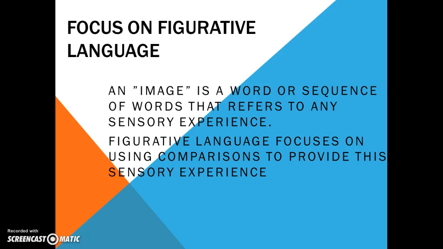as you're doing that. So I want to do a little bit more of a focus on figurative language too. Something you hopefully have heard before, but definitely something that can add a lot of spice and variety to our writing. So as we think about figurative language, we can define an image as a word or a sequence of words that refers to any sensory experience. Of course, our five senses: sight, smell, taste, touch, and hearing. So when we're trying to describe those things in words, we call that an image. Figurative language is going to focus on using comparisons to provide that kind of sensory experience.